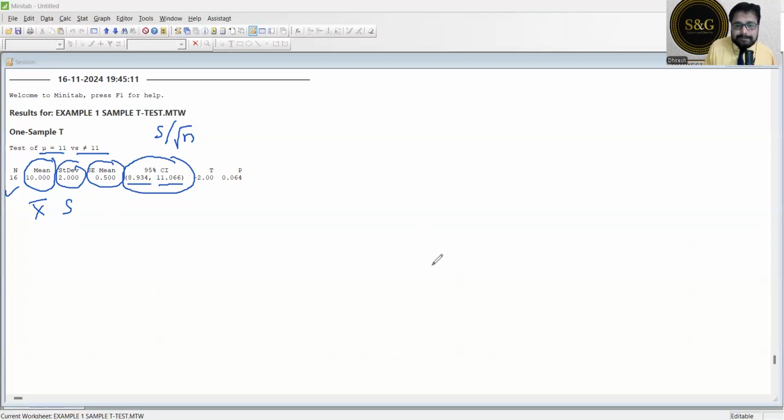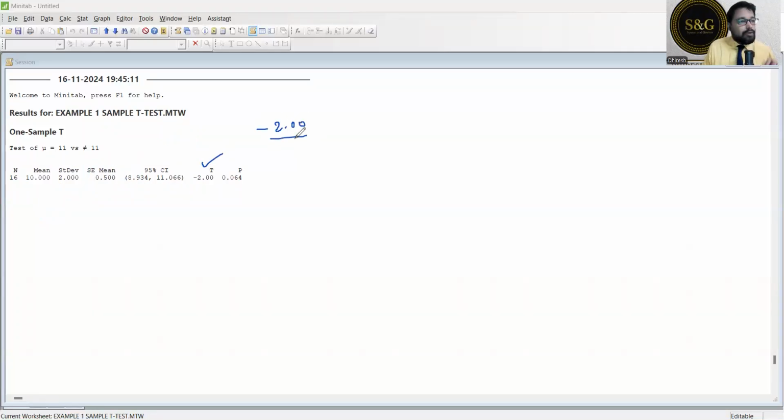Look at the t value, guys. Look at the t value. Minus 2.00, which we have calculated. Yes. Can you correlate with this? The t value we have manually calculated, and the p value the software has precisely calculated.